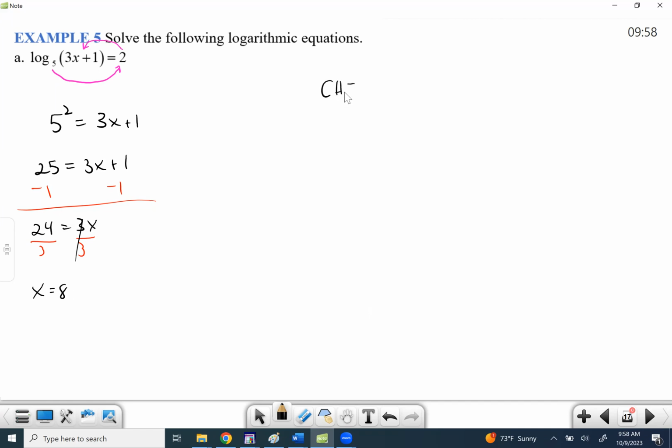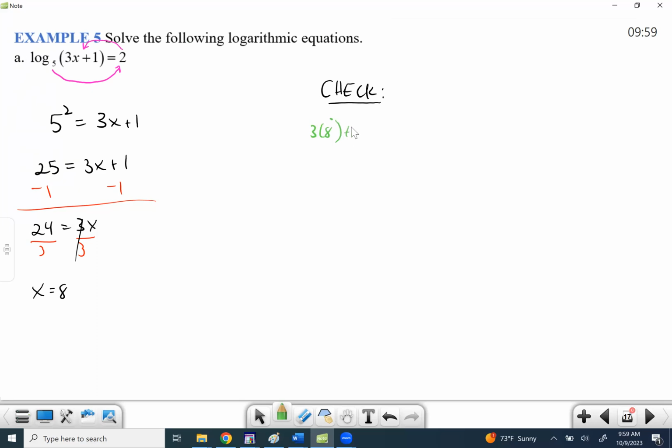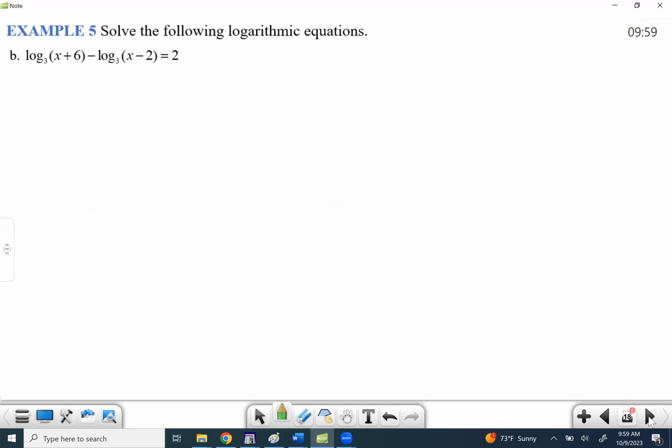We're going to go ahead and just do our quick check, right? So when we take the 8 and we substitute it in, 3 times 8 plus 1, yes, 24 plus 1 is positive. And so we're going to go ahead and keep x equals 8 as our answer. Okay, we're going to up the difficulty a little bit each time.